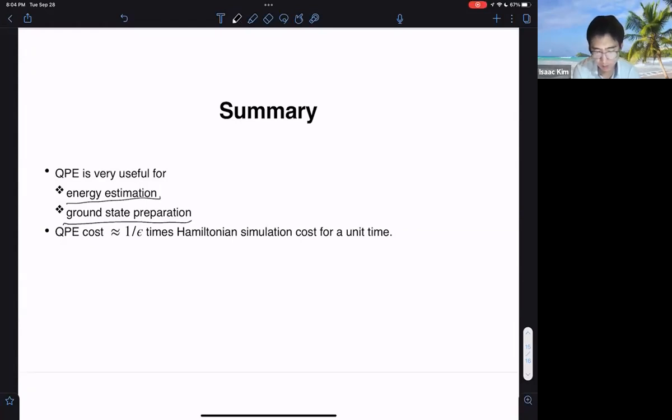And the cost of the quantum phase estimation, modulo the constants, is very easy to remember. So if you want a precision of epsilon, then the cost is basically 1/epsilon times the Hamiltonian simulation cost. So whether you want to do energy estimation or ground state preparation, the best method right now is quantum phase estimation. And because that's related to the cost of Hamiltonian simulation in a very simple way, that's one of the reasons why people focus so much on Hamiltonian simulation.